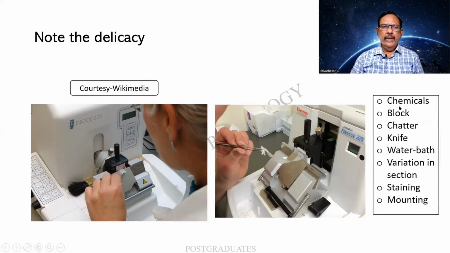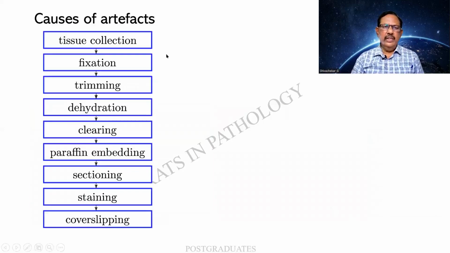As I've been telling you, the artifacts can be because of chemicals, the holding of the block, chatter or the vibration of a knife, water bath, variation in the section, and staining as well as mounting. Anywhere you find that there can be faults, which we should be able to identify while we report the slides. So these are the conventional steps that are being followed, even though there is automation. There is collection, fixation, trimming of the tissue, then dehydration in ascending grades of alcohol. Finally, there is clearing, paraffin embedding, sectioning, staining, and mounting with a cover slip.